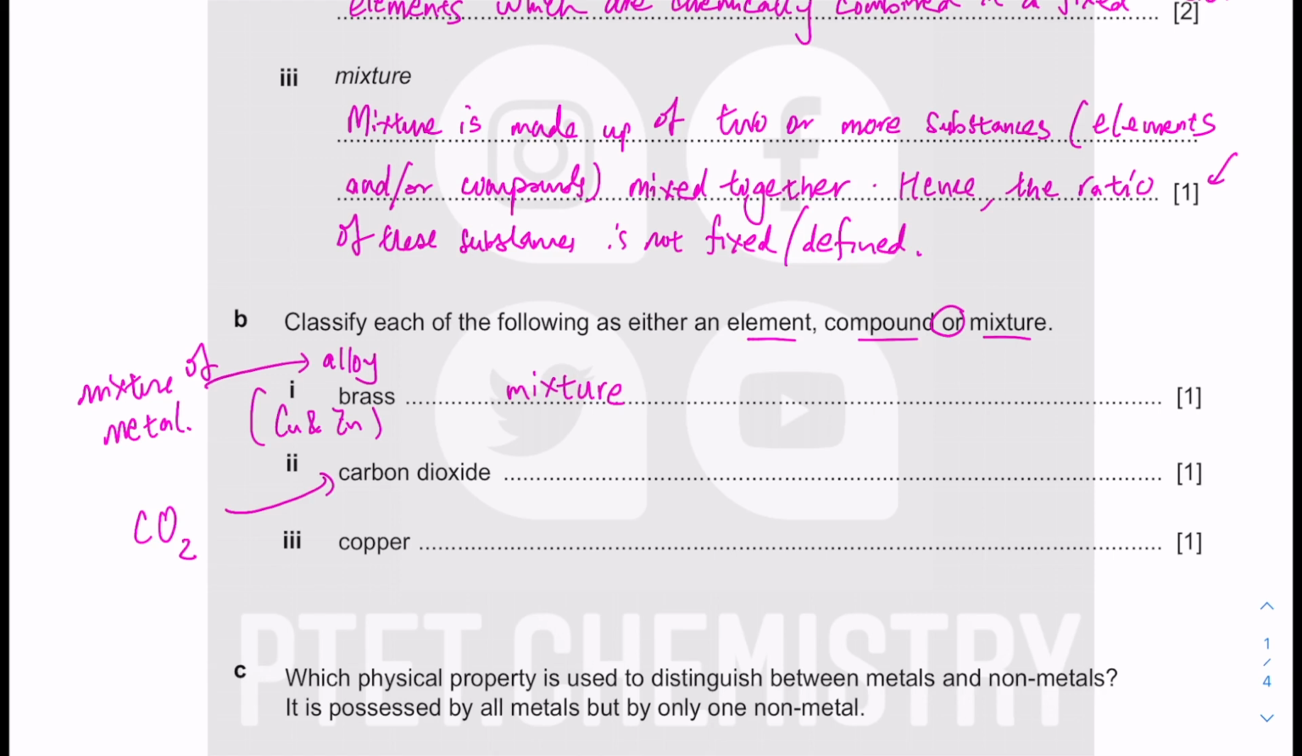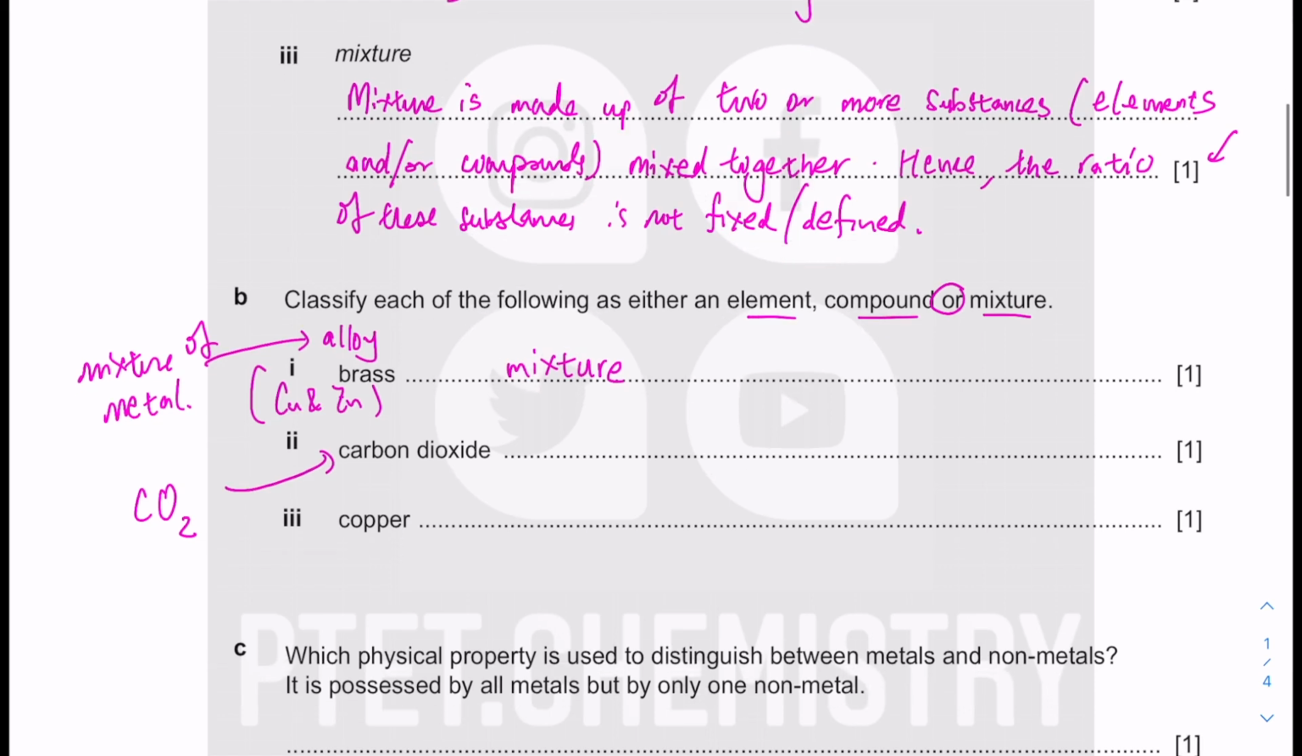I'm sure if you read the news or whatever, you will have heard that there's an increase in the amount of CO2 in the atmosphere that results in global warming and uncertain weather patterns all around the world. And this has a fixed ratio of carbon to oxygen, 1 carbon and 2 oxygen, and this is a compound because it consists of 2 or more elements chemically combined together.